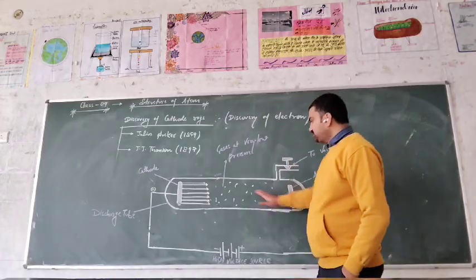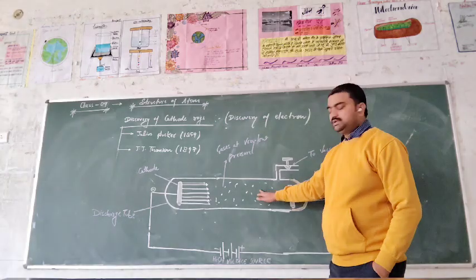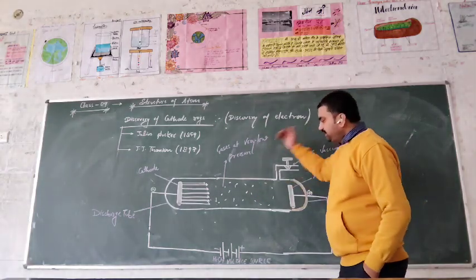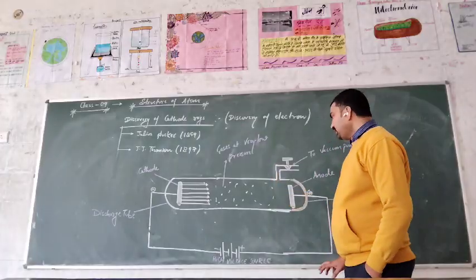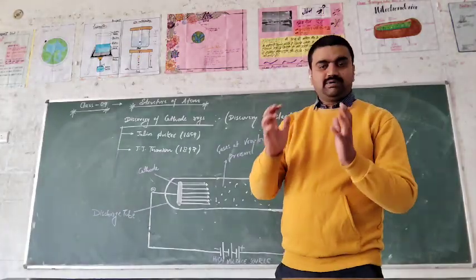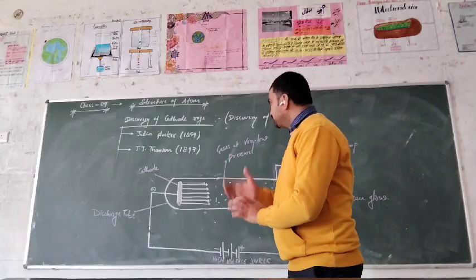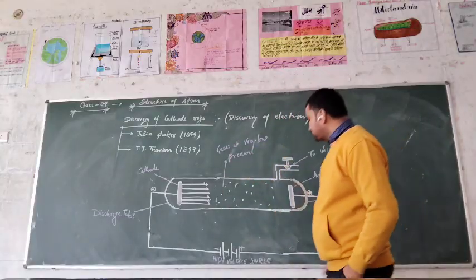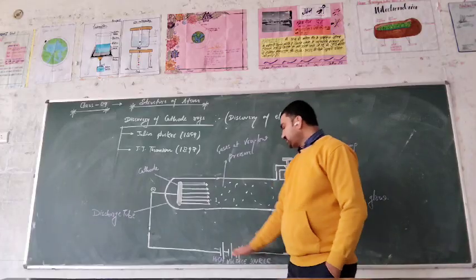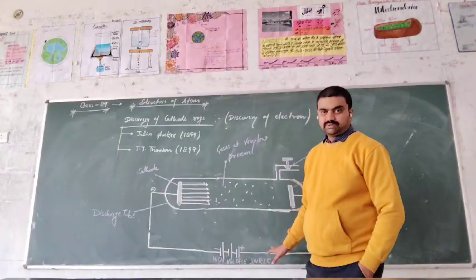There is also a vacuum pump inserted here, so that the gases which are filled inside this discharge tube will not escape out, and the outside gas will not enter into it. Now the experiment was started by Julius Plucker. First of all, he passed the electric current into the discharge tube through this high voltage source.